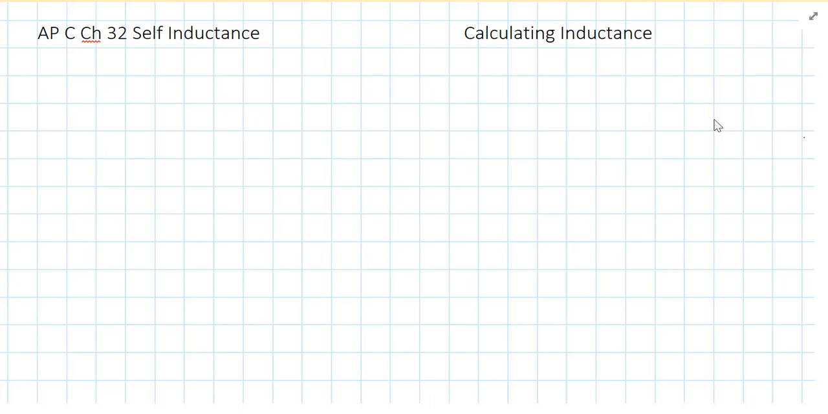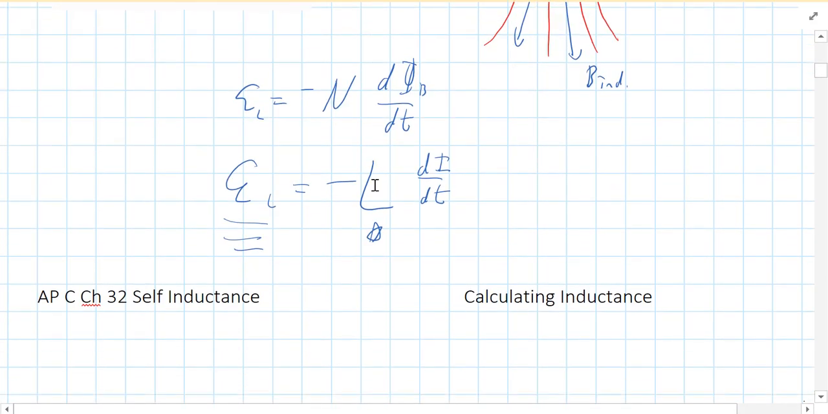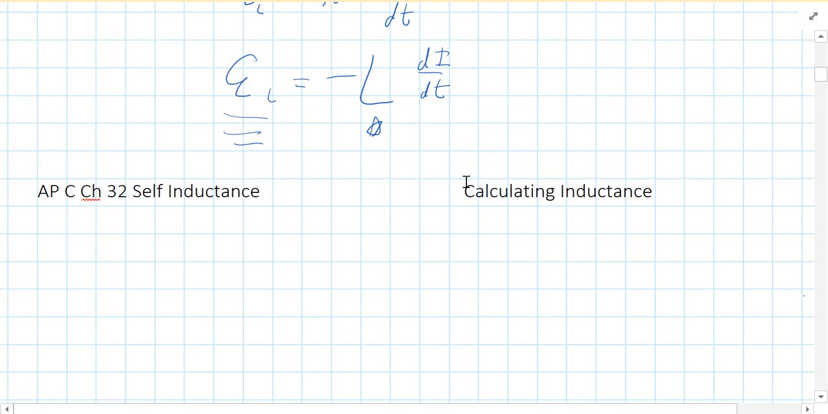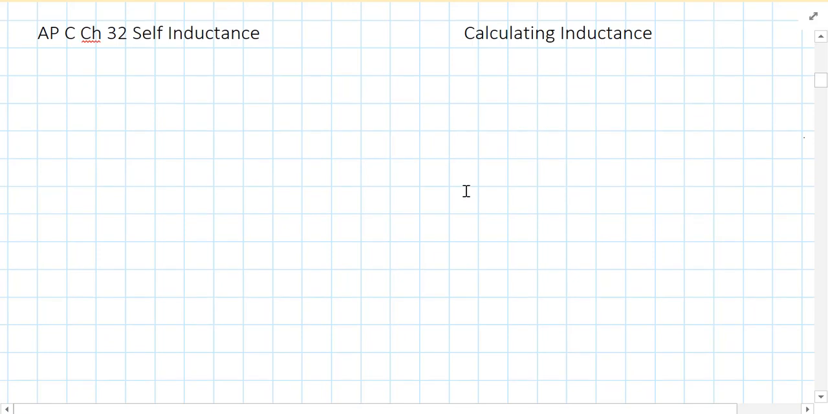Hey folks, in our previous video we talked about what self-inductance is, and we have a symbol for that: it's a capital L. And we have an equation that relates the voltage of self-inductance to the rate of change of current in an inductor. Remember, an inductor is trying to keep current the same and keep magnetic flux the same. The symbol for an inductor is a little squiggly that looks like this. So that's the symbol for inductance.